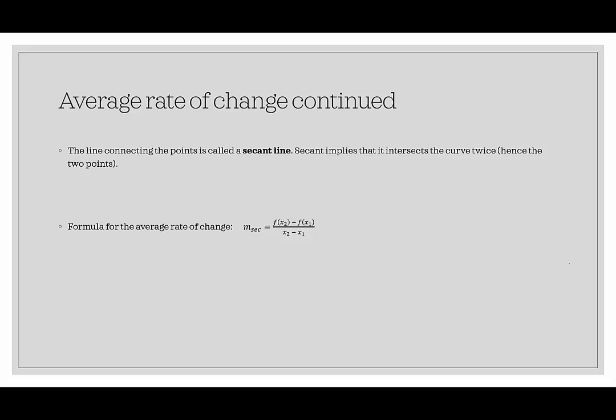And if you like the formula for the secant line, m is slope, and the subscript is just indicating that we're talking about a secant line. It would be the output of one minus the output of the other over the 2 inputs. So we're talking here about 2 ordered pairs. We have x sub 1, f of x sub 1 as 1 ordered pair, and the other ordered pair is x sub 2, f of x sub 2.